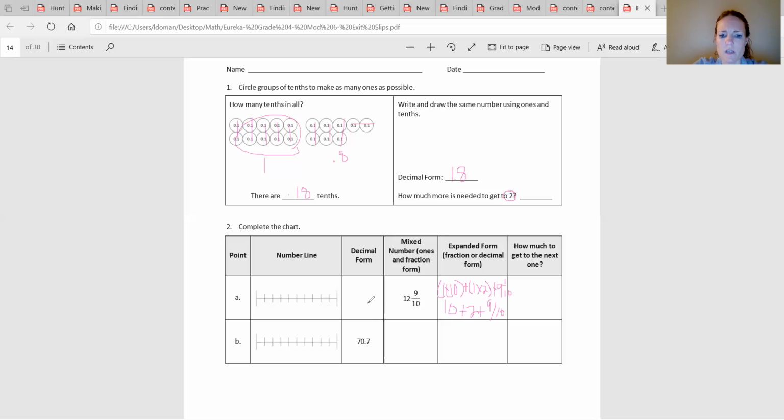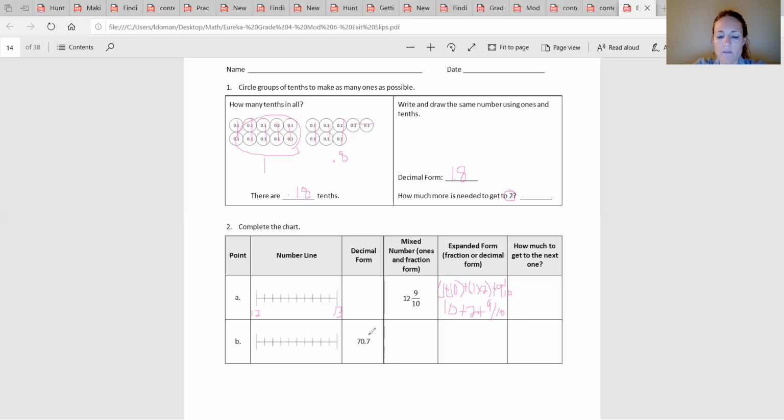Then you're going to put this as a decimal. Okay. And then you're going to put it on the number line. But if you have 12 and 9 tenths, then you want to make sure that your numbers are around that. Okay. All right. For letter B, I'm going to go ahead and do your expanded form for you. You can do fraction or decimal. So this one I did fraction. This one I'm going to go ahead and do a decimal.